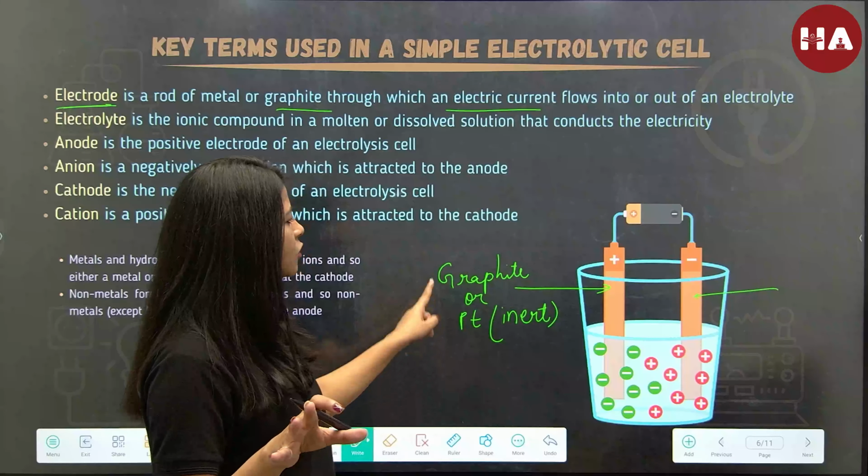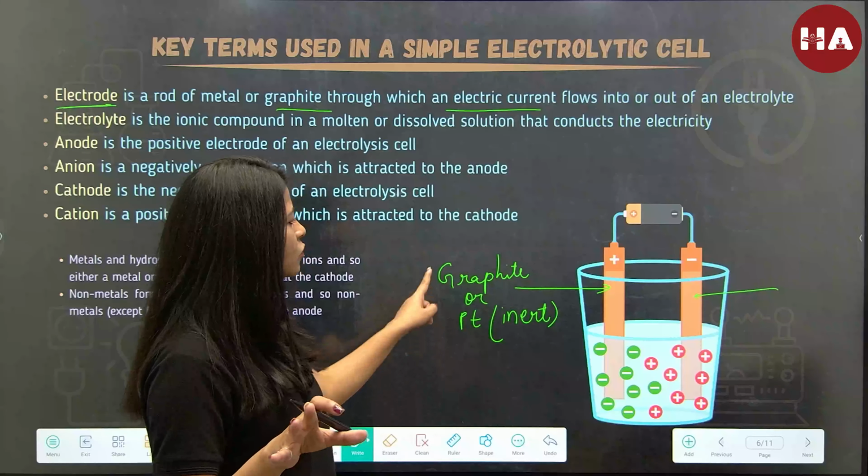Hence we usually use graphite or platinum made electrodes. Okay, so graphite or platinum electrodes. Okay, next the solution which is present over here, which will break down into its ions during this process of electrolysis, this solution is known as electrolyte. Okay, this is known as electrolyte.